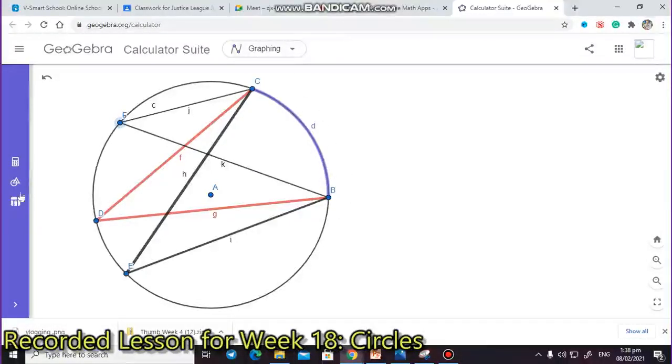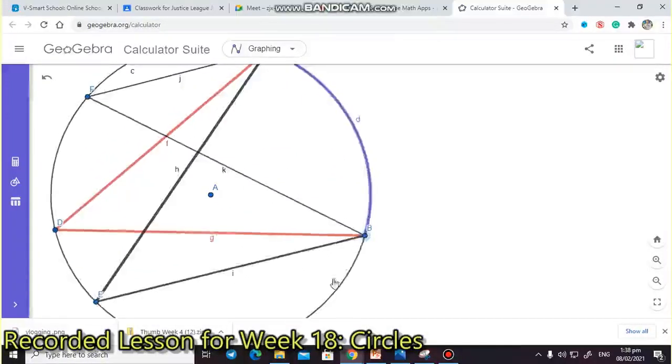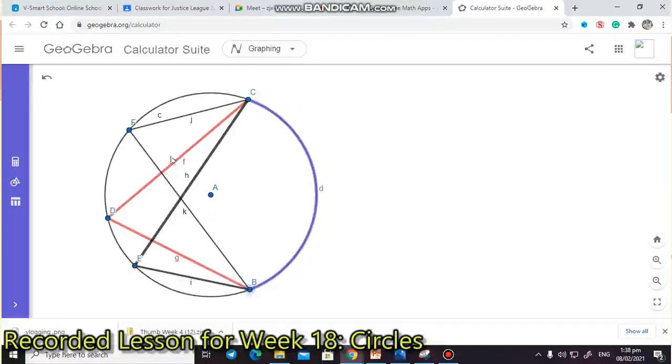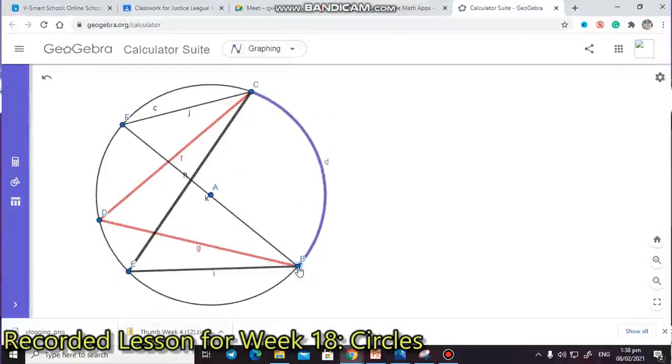And again, the measure of each inscribed angle is half the measure of the intercepted arc. So even if I change them around, as long as they lie on the same arc, these three inscribed angles are still congruent. Okay? Got it?